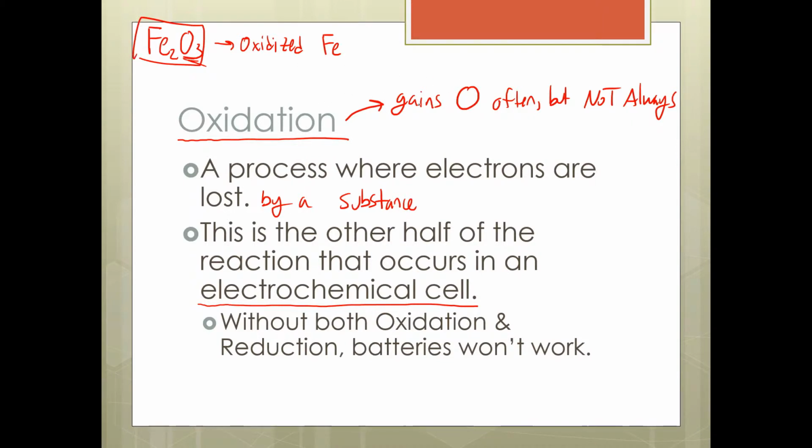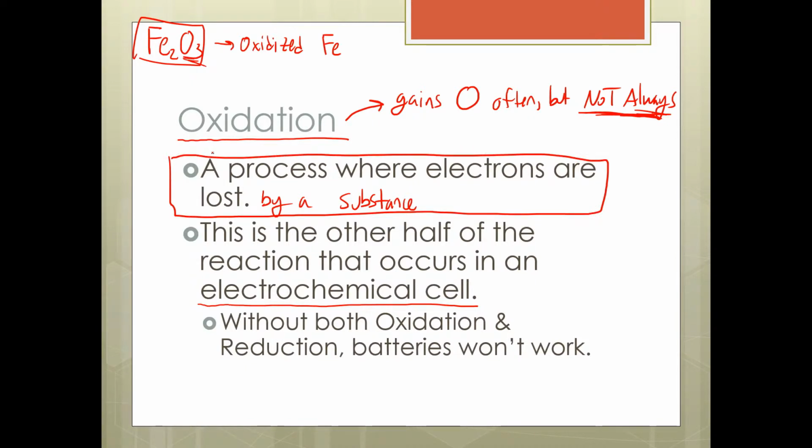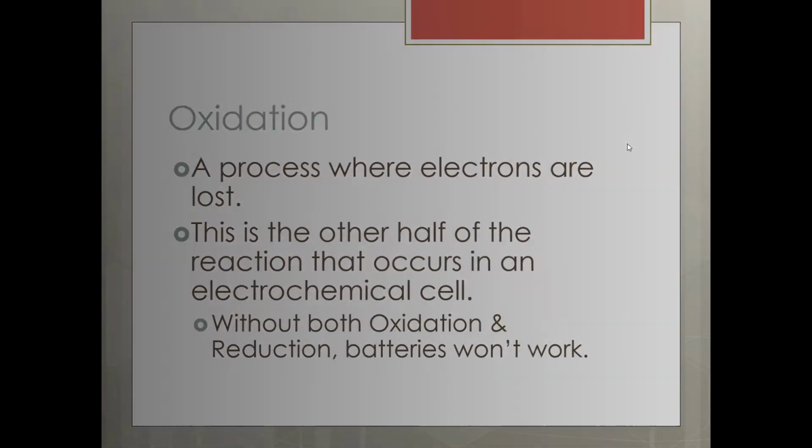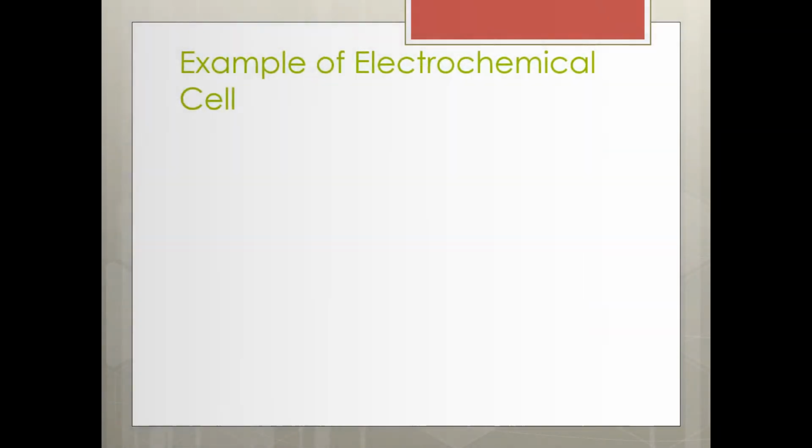So oftentimes oxidation is a gain of oxygen, but keep in mind, not always. There are a lot of reactions where a substance will get oxidized, meaning it gives up electrons, but it doesn't gain oxygen. So this is the definition that we will use for oxidation. Even though quite often oxygen ions or oxygen atoms are gained by the substance undergoing oxidation, it's not always the case.